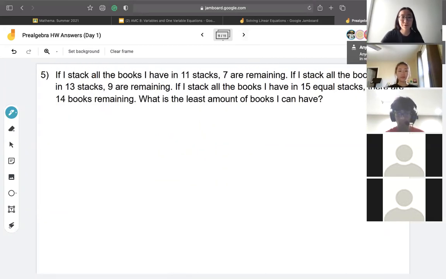All right, last question. If I stack all the books I have in 11 stacks, 7 are remaining. If I stack all the books I have in 13 stacks, 9 are remaining. If I stack all the books I have in 15 equal stacks, there are 14 books remaining. What is the least amount of books I can have?